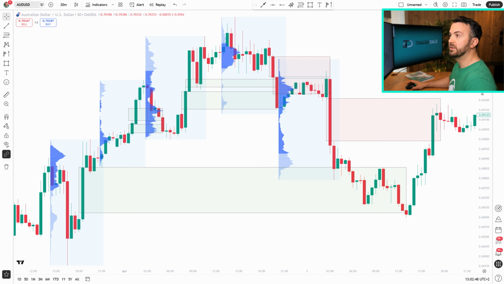So what we have here is a chart of the Australian dollar, US dollar. It is a 30-minute time frame. That's my favorite time frame for intraday trading. You can use any other time frame, any other trading instrument, but this is what I prefer, okay? 30-minute time frame, and I mostly trade currencies and a couple of indices. So what I have here are a couple of fair value gaps that I like to comment on.